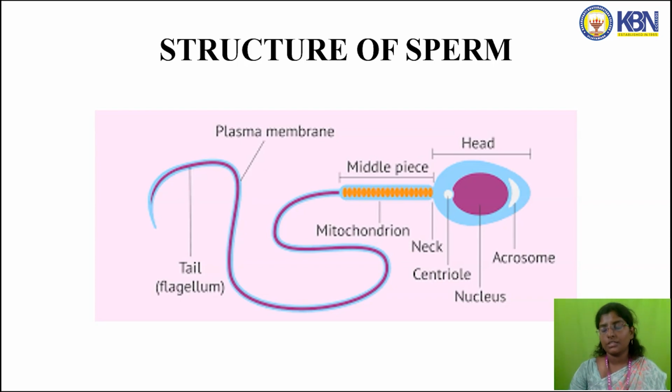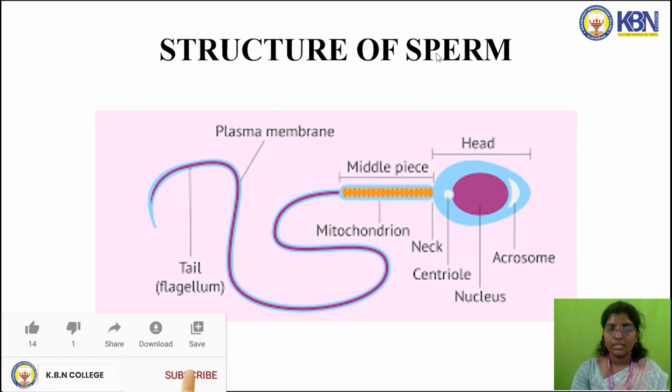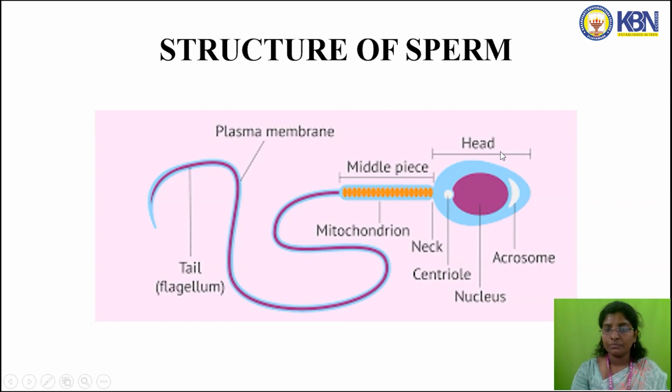This is the structure of sperm. This is the acrosome. This entire part is called the head region. This is the middle piece region, and this one is called the tail. The acrosome helps to break the outer layer of the ovum. In the head region, we can observe the nucleus, and under the nucleus there is a centriole. The attachment between the middle piece and the head is called the neck region.